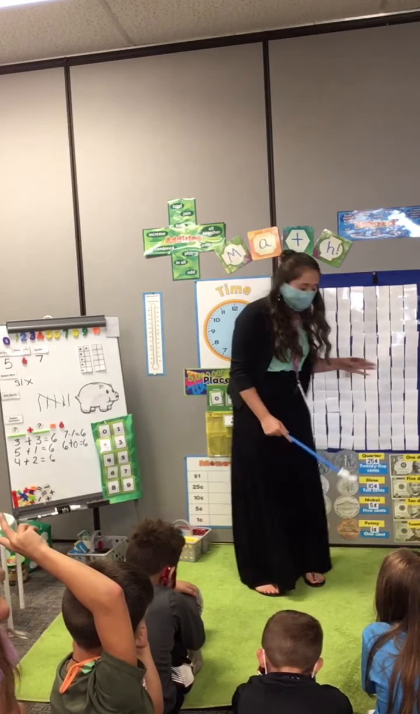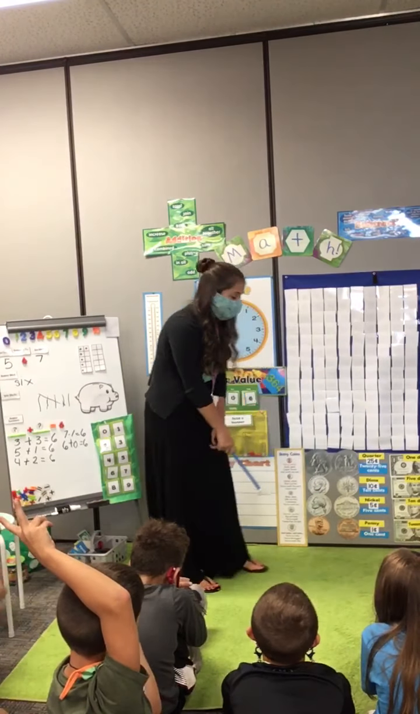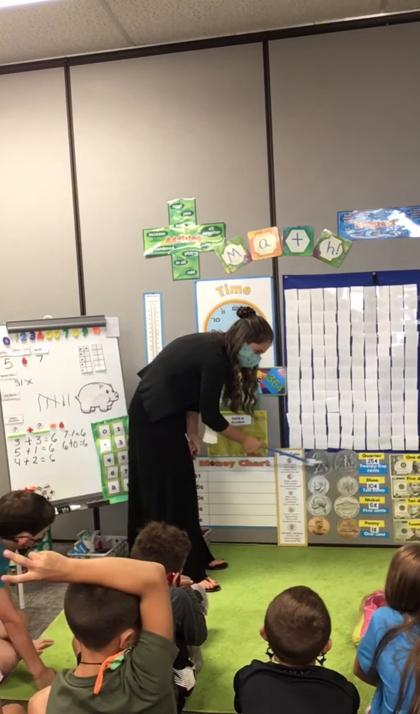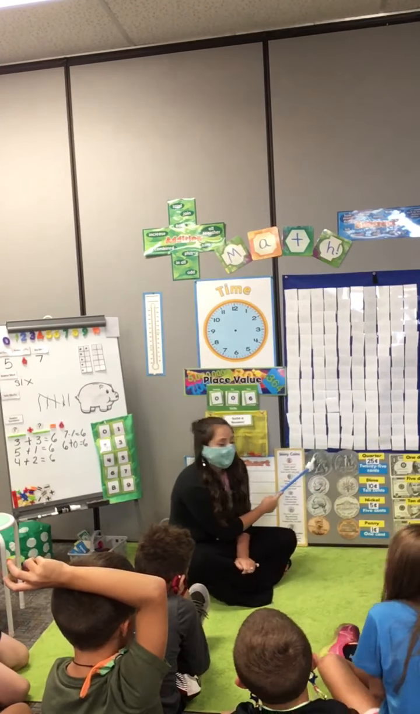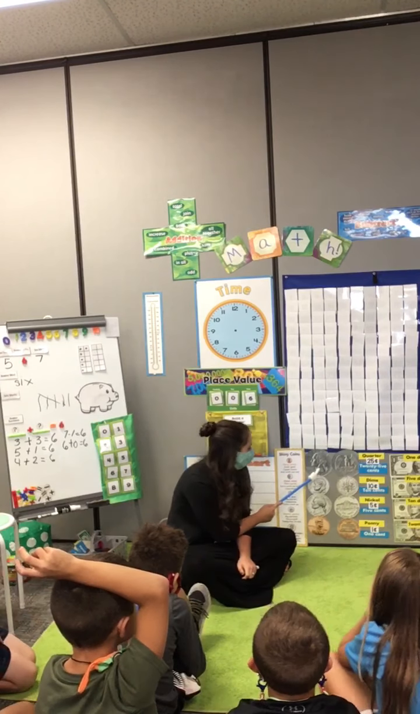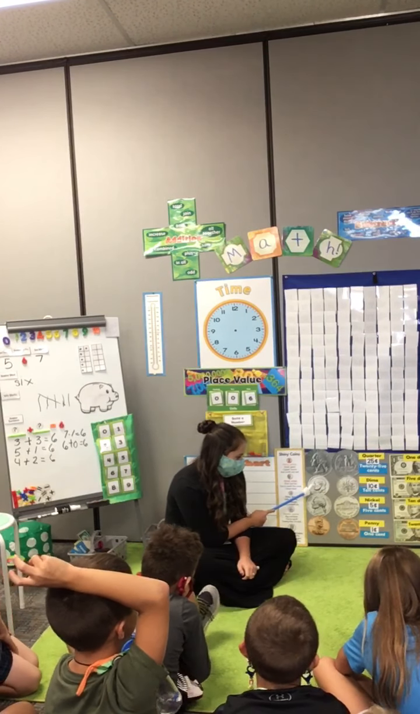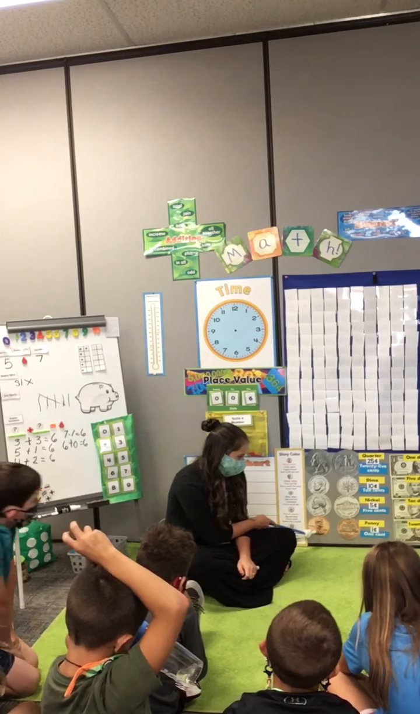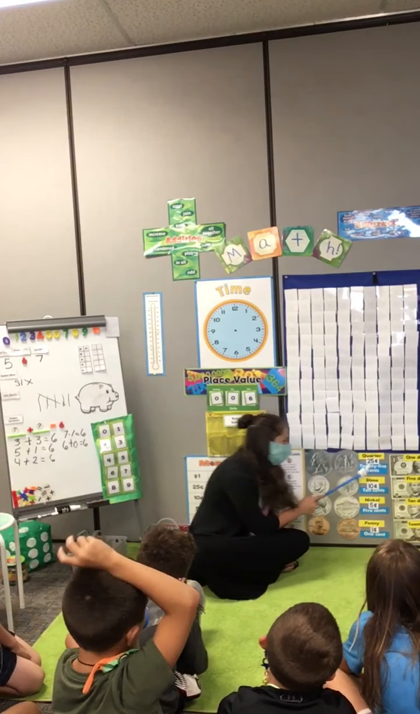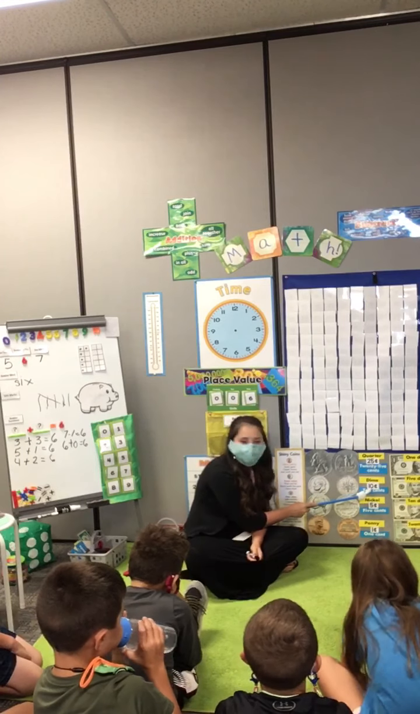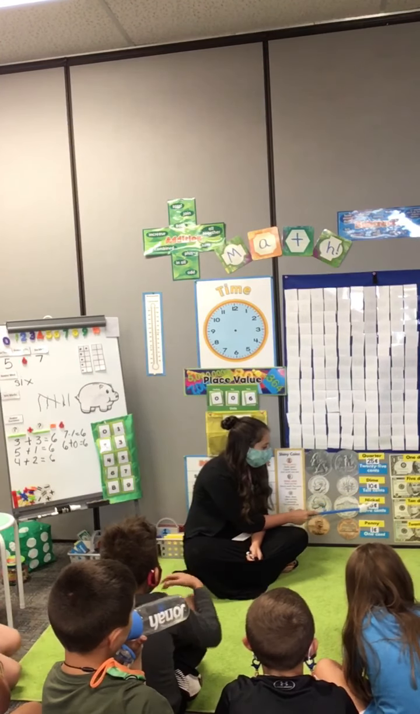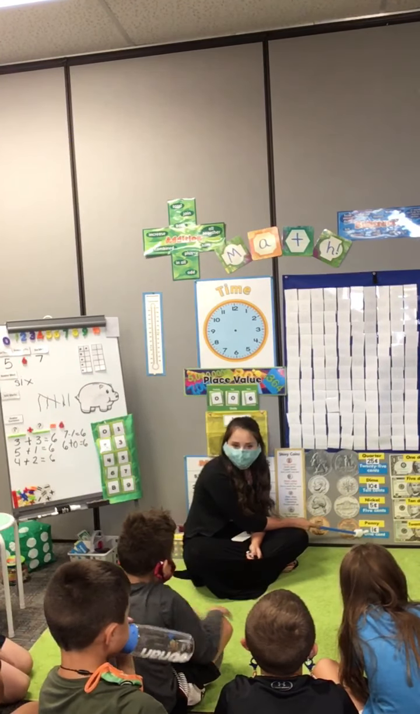Now what we're going to do is see if we can make 6 cents. Okay, so let's review our coins really quickly. What's this coin called right here? Quarter. What's this called? Dime. Nickel. Penny. How much is a quarter worth? 25. How much is a dime? How much is a nickel? How much is a penny?